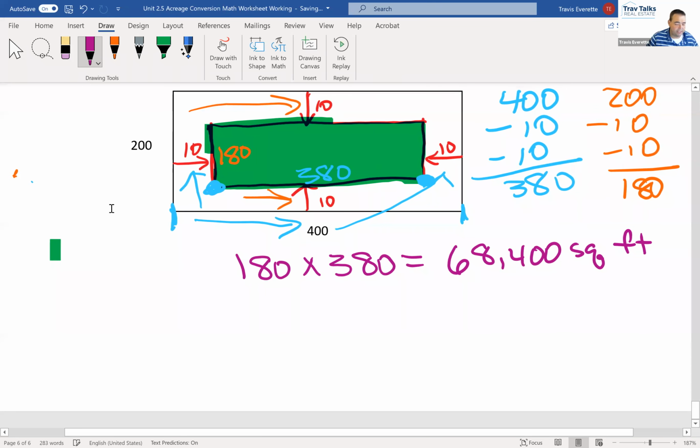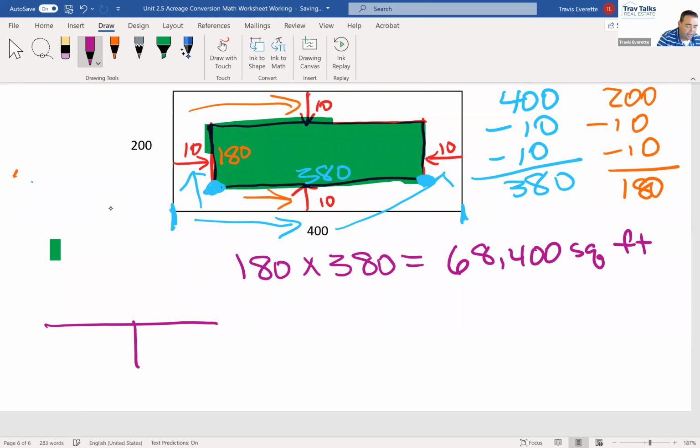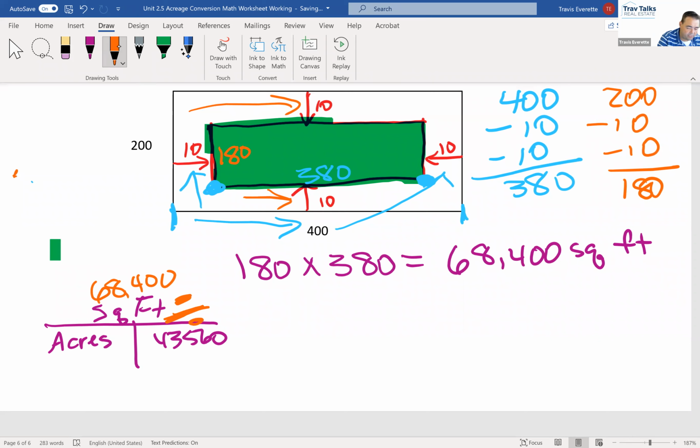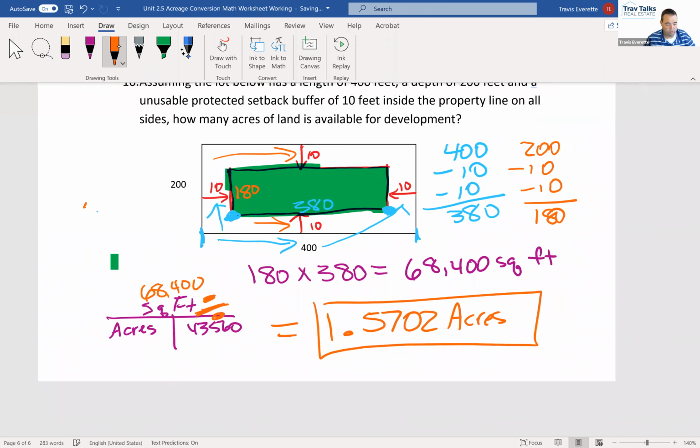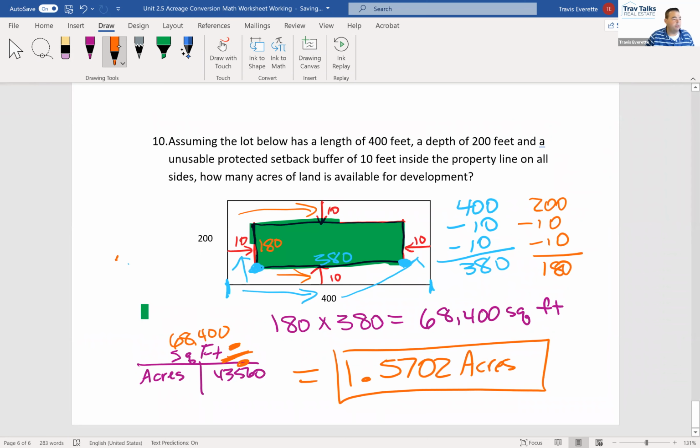And now we can take that 68,400 square feet and use our handy dandy formula: square footage on top, acreage on the bottom, 43,560 down here. And we can fill in the information we know, 68,400. Now we have two things filled in on our T-bar, the 68,400 on the top and the 43,560 on the bottom. That means divide. And that means we have 1.5702 acres available for use and available for development on that property.